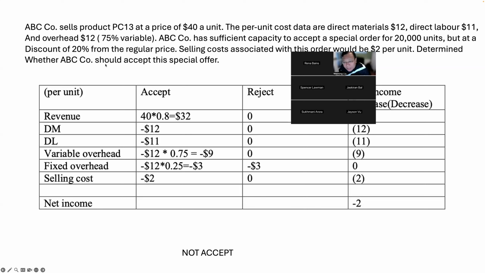Yeah, you could calculate it without the chart, right? At the end of the day, you have to rationalize what's happening. Eventually, you would tell me that if you take this special order, you're going to lose $2 per unit, right? But if you don't follow this format, that's fine. You don't have to always follow this format.